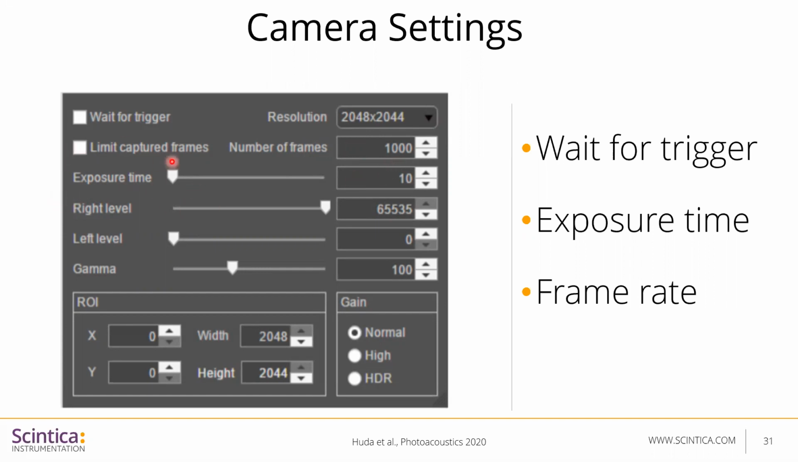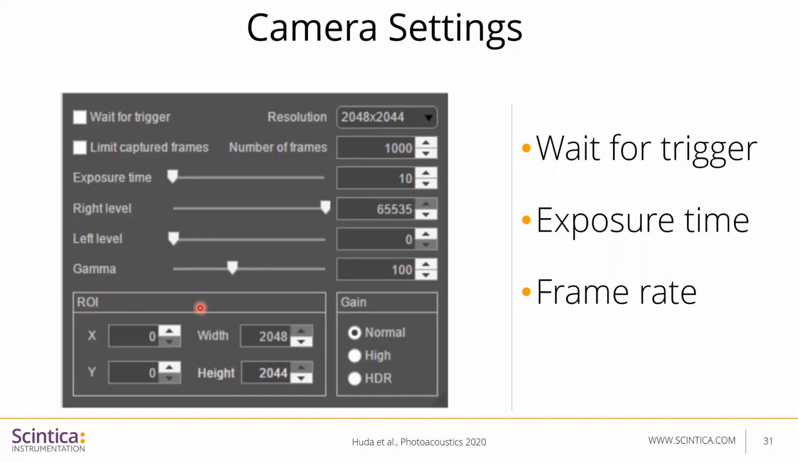Then, apart from that, the other thing is the exposure time. Exposure time, as the name suggests, sets the exposure time of the camera, and the default value of the exposure time is 10 microseconds. Then we have the right level and the left level. The right level sets the ceiling of the camera's dynamic range to the default value of 65535, and the left level sets the floor of the camera's dynamic range to a default value of 0.